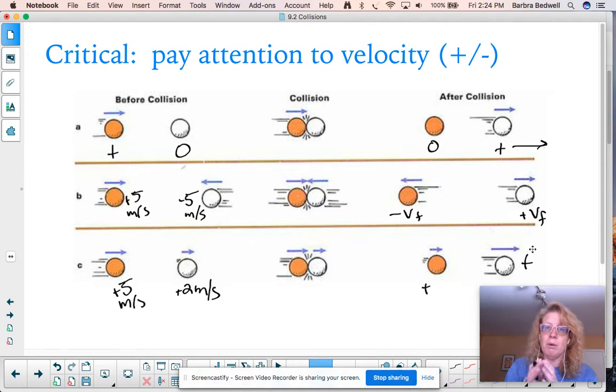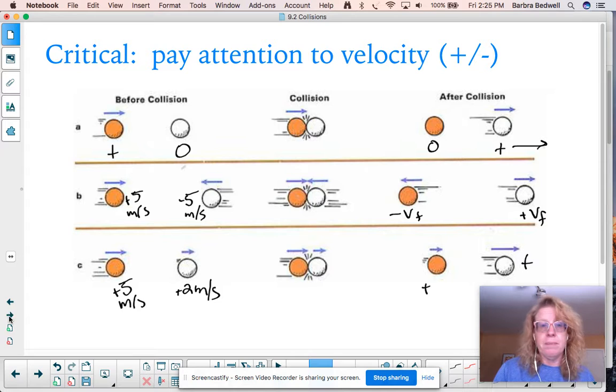So it's really important to make sure that when you're reading these story problems, you take that second and look at the signs. It's the most common mistake that students make. The math here is not hard. This is multiplying in algebra, but students forget all the time to assign positive and negative signs to the velocity.